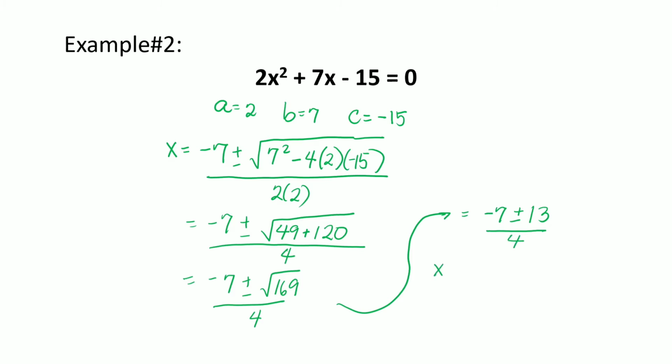So the first value of x is negative 7 plus 13. So that's positive 6 over 4, which is 3 over 2. The second value of x is negative 7 minus 13, which is negative 20 over 4, which is equivalent to negative 5. So we can write the values again of x in this set form: 3 over 2 and negative 5.